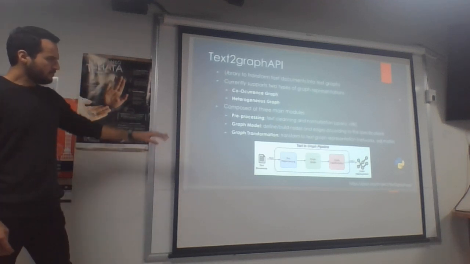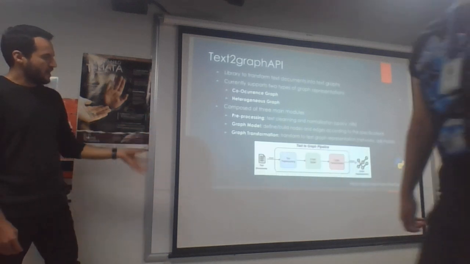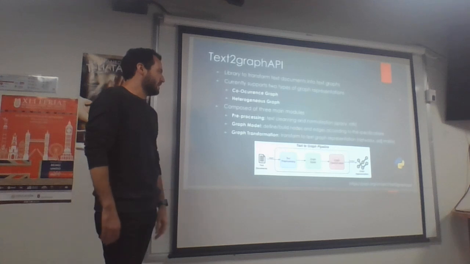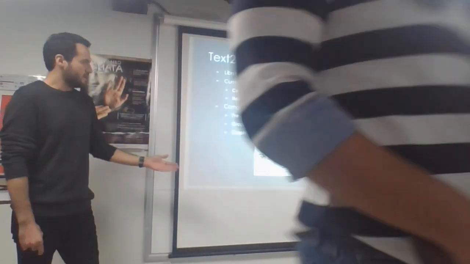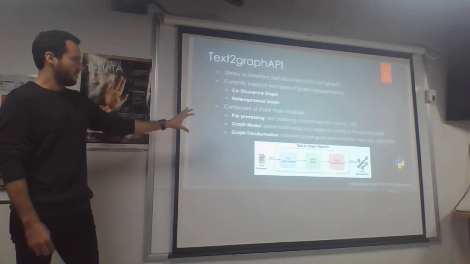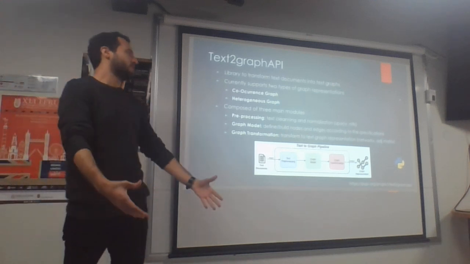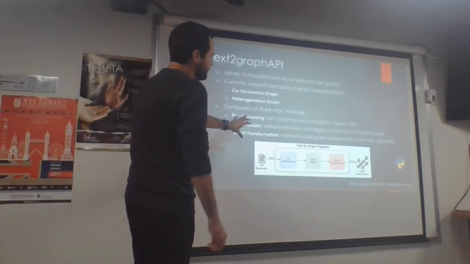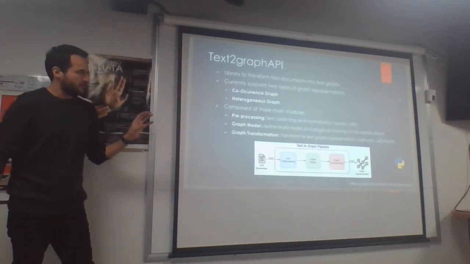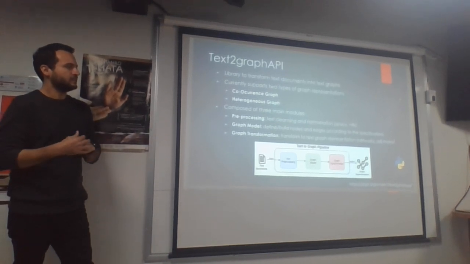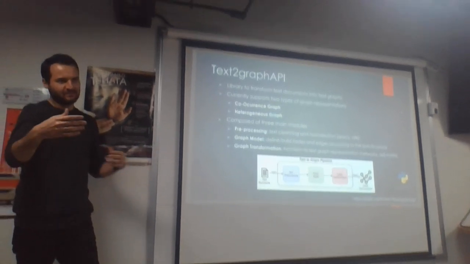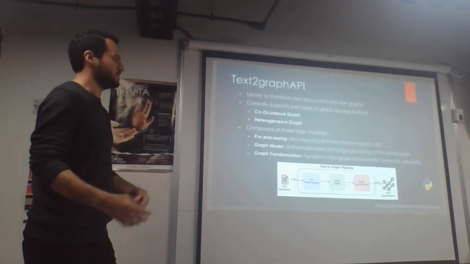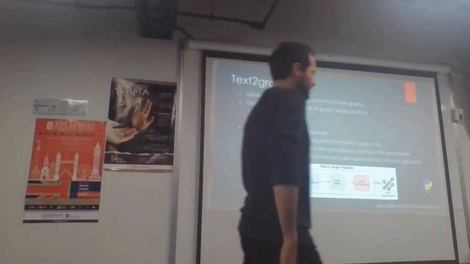Here we have three components. You take the text as an input, and the first is a basic text cleaning and normalization process. Then the most important module is the graph model. Here we build the nodes and edges according to the input specifications. And lastly, the graph transformation, where we take the graph model and output it appropriately, for example, as a NetworkX object, a matrix, and so on. It depends on the task that you are going to solve.